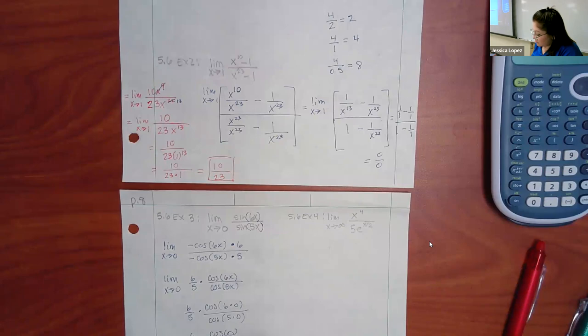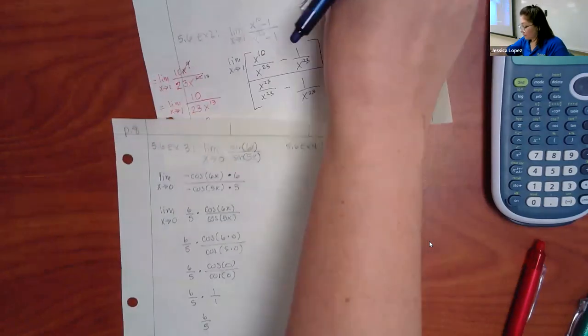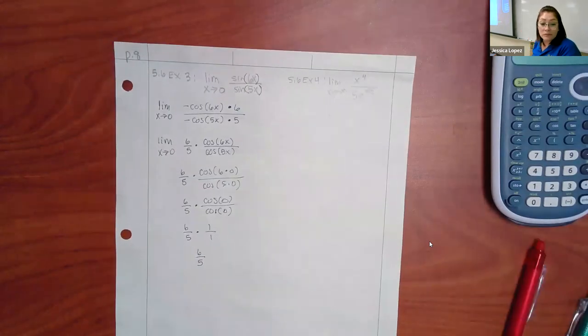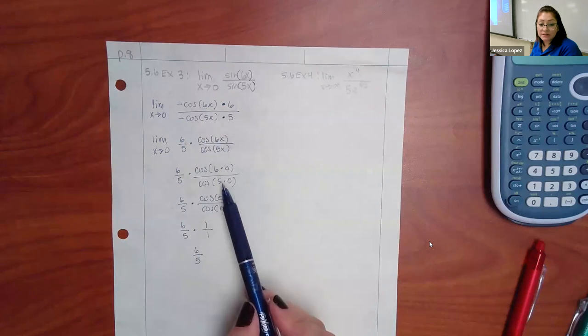What is cosine of 0? 1. And so then I end up with 6/5. So once I applied my L'Hôpital's rule, I just did direct substitution to find the limit.